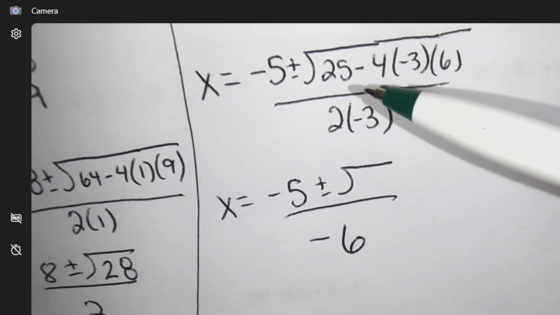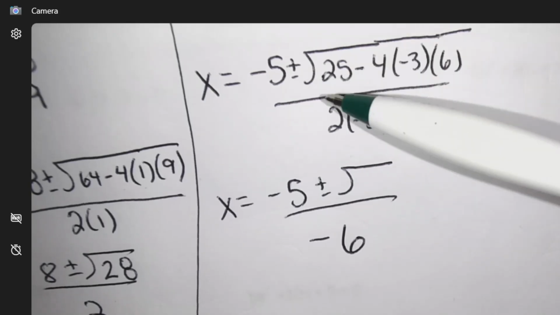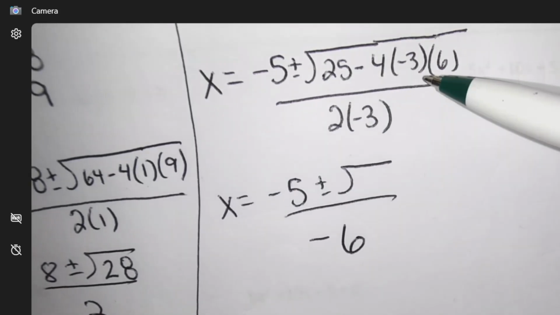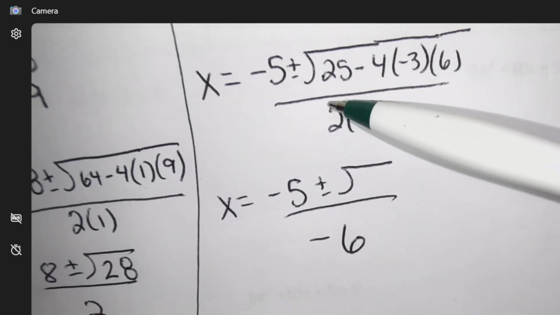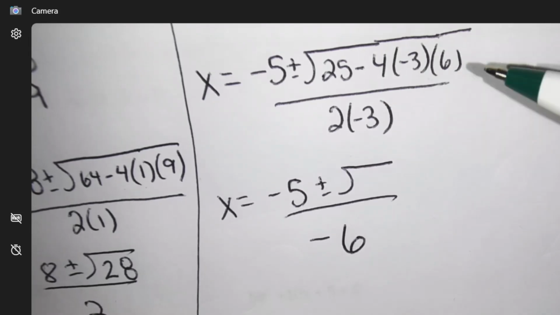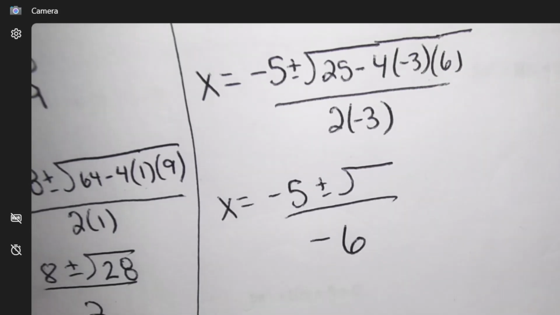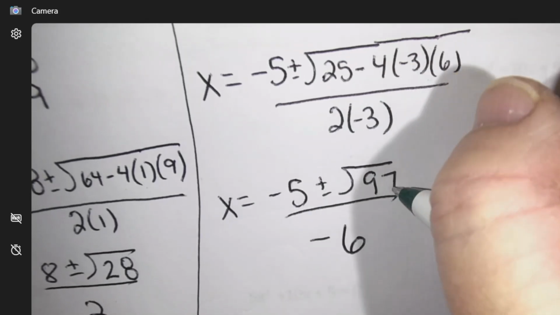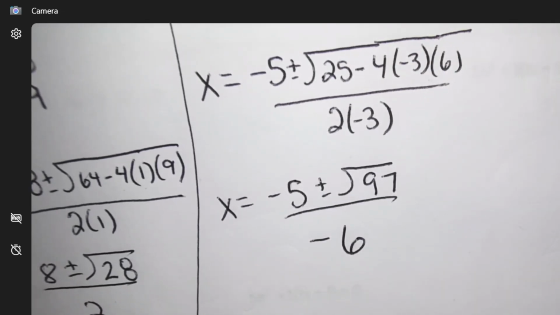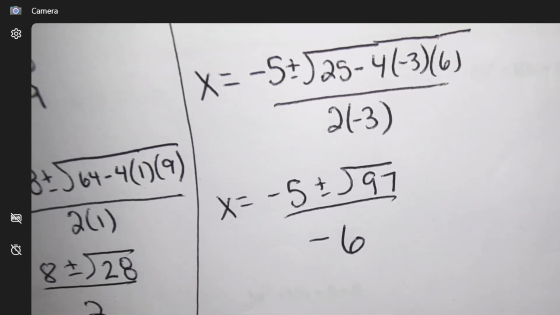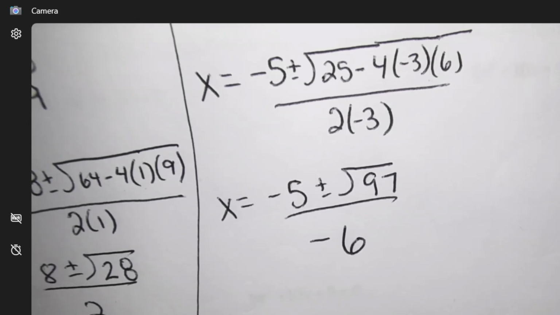Okay, so I'm discriminating. The discriminant under the root is 25, subtract 4 times a -3 times a 6. Did you get 97? Okay, try your calculator.